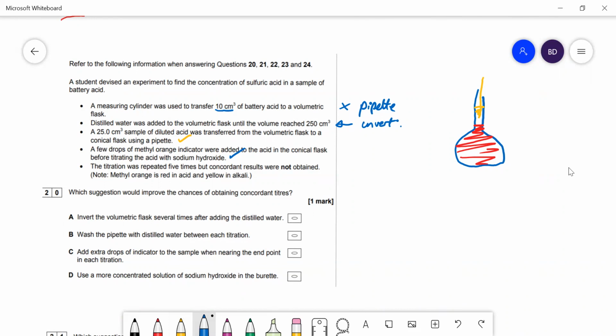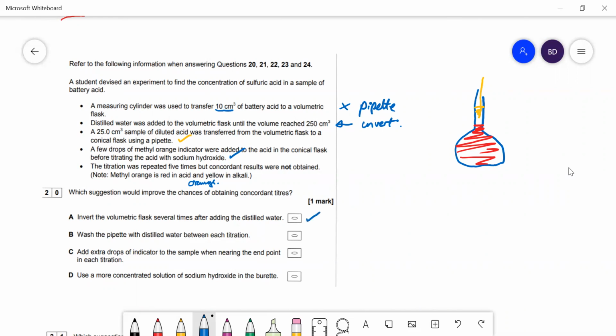Methyl orange, it tells us, is red in acid and yellow in alkali. So when it's neutral, you should realize that it's kind of an orangey color at the end point. A mixture of the red and the yellow. Which suggestion would improve the chances of obtaining concordant titers?